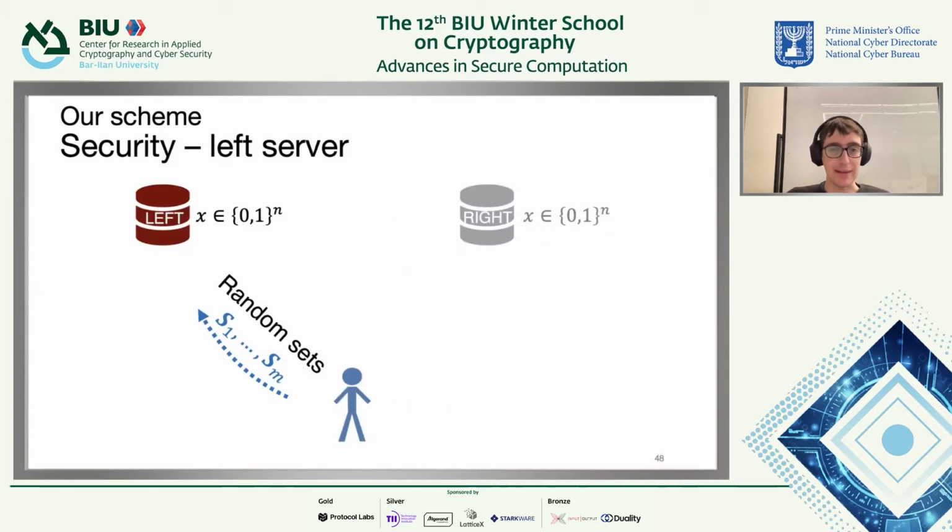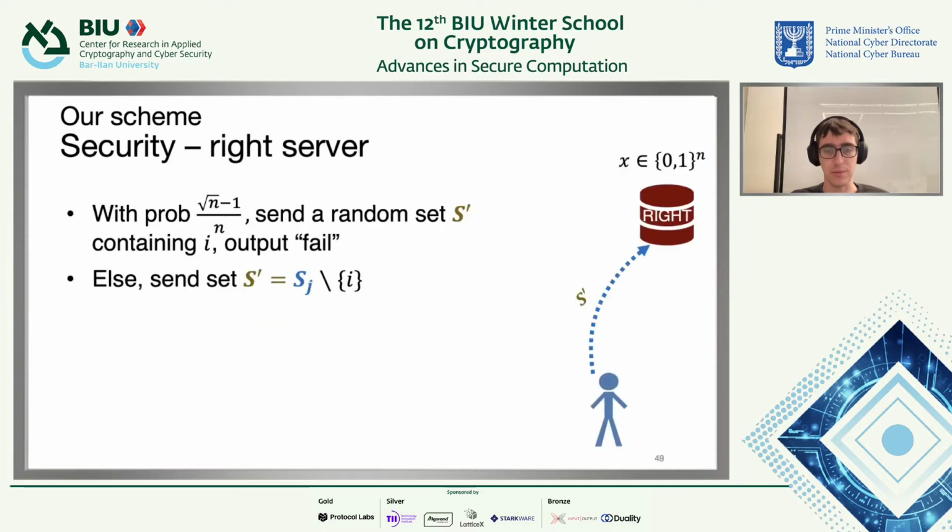Okay, so let's now analyze security, to make sure that the scheme we constructed is secure. Security against the left server trivially holds. The left server just sees a random collection of sets. They have nothing to do with the secret input, so there's no problem here.